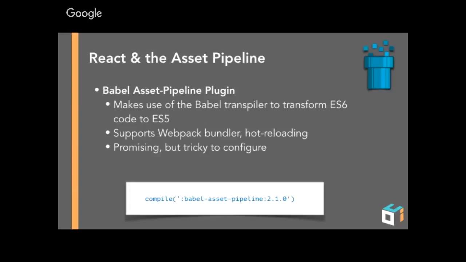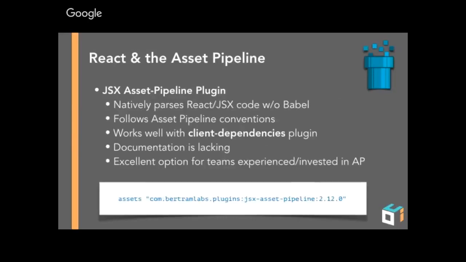Now, there is a Babel asset pipeline plugin, and we talked about Babel earlier. Babel is a transpiler that can convert our ES6 or our JSX into plain old JavaScript, which can also be called ES5. Unfortunately, I don't think this plugin is really ready for prime time. It's an interesting idea and I'm following it. I've had some communication with the author, but it's tricky. It's trying to run Babel and Webpack as a separate process in the asset pipeline machinery, and there are some issues there.